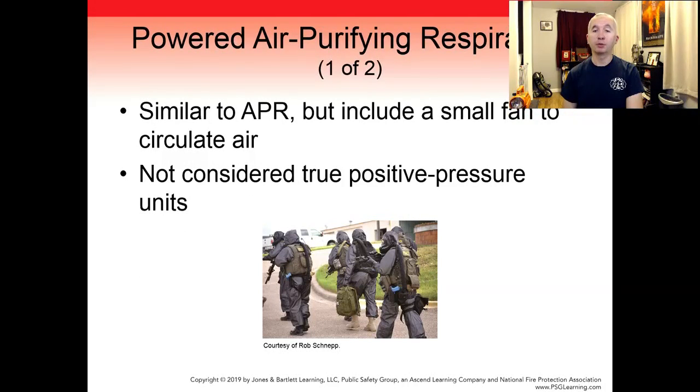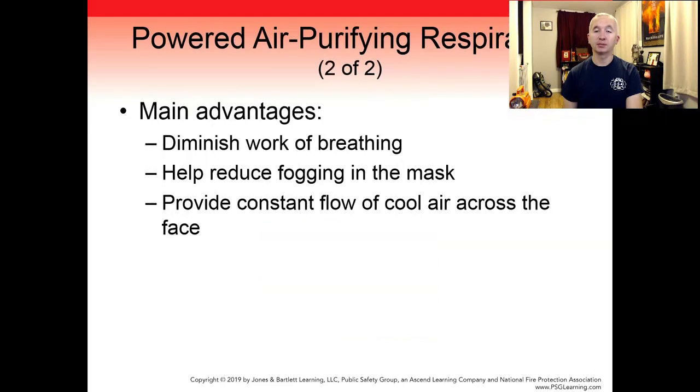With powered air purifying respirators, these are similar to APRs but include a small fan to help circulate air in the mask. The battery-powered fan is worn around the waist and draws air through the filters and into the mask via a low-pressure hose. They are not considered to be true positive pressure units because it is possible for the wearer to outbreathe the flow of supplied air, possibly allowing contaminants to enter the face mask.